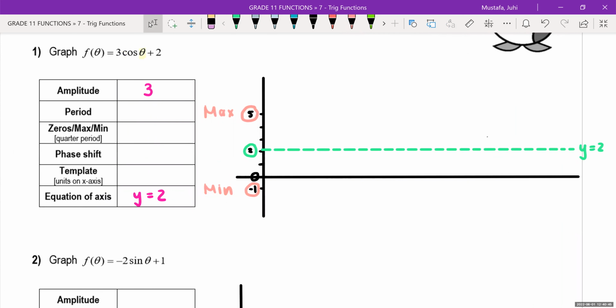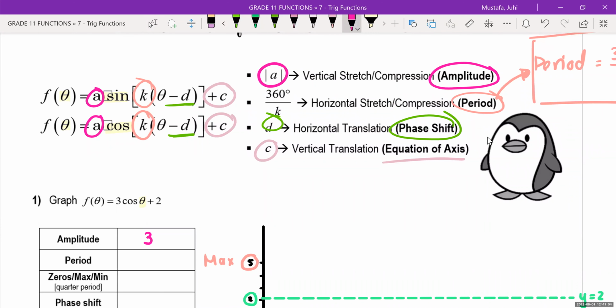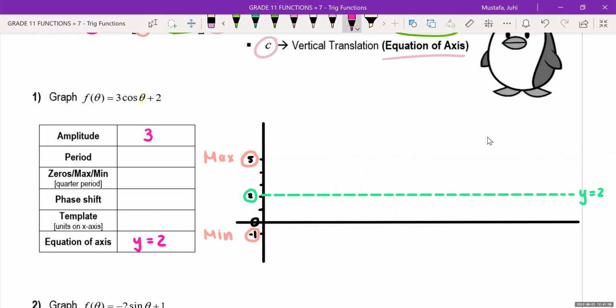All right, so that's a pretty good start to our graph. Now we need to figure out what we're going to put on the x-axis. And in order to figure that out, we have to determine what the period is. Okay, so remember, our formula for period is period is equal to 360 degrees divided by k. What is the k value? The k value is whatever number is in front of the theta. So in this question here, what can we say is our k value?